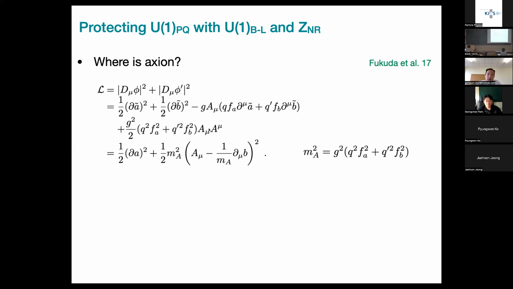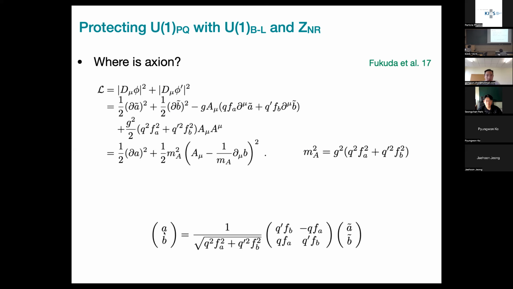By identifying these two expressions, you come to know that the expression coupled to A mu should be identified with the longitudinal mode of the U1 B minus L gauge boson. The other orthogonal combination of A tilde and B tilde will give you the expression for the axion, up to some normalization factor. So you can now have the expression for the axion and the longitudinal mode of the U1 B minus L gauge boson in terms of A tilde and B tilde.